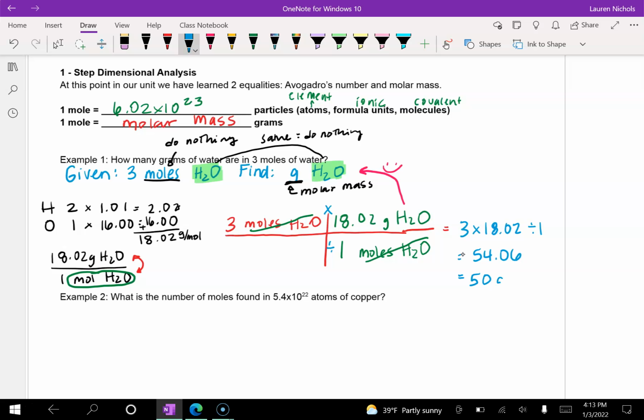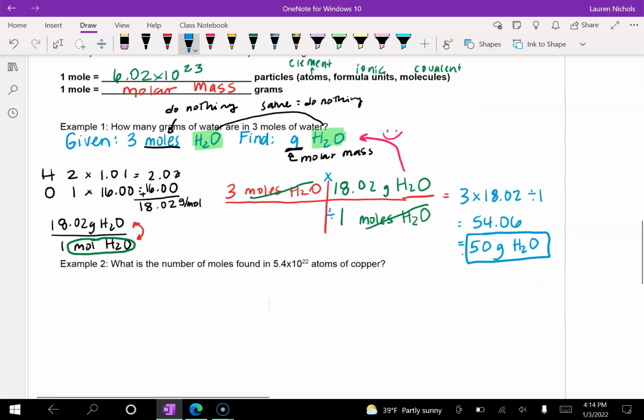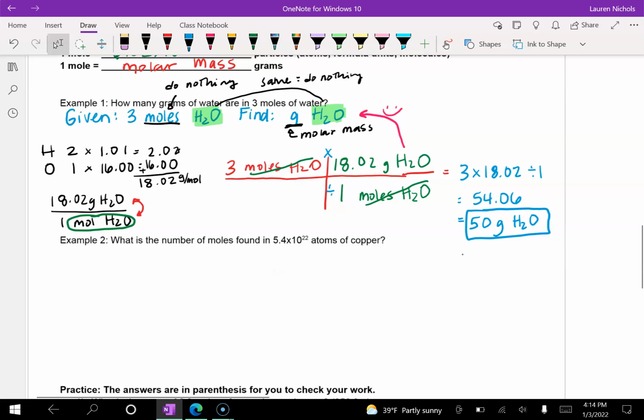Yeah, that would just make it 50 grams of water. I know that seems like it's changing a lot, but remember, don't put your decimal there. We don't have a super accurate thing, but since we're multiplying, 3 is just one significant figure, so it'll just be 50 grams of H2O. And in that example, we used molar mass as our conversion factor.